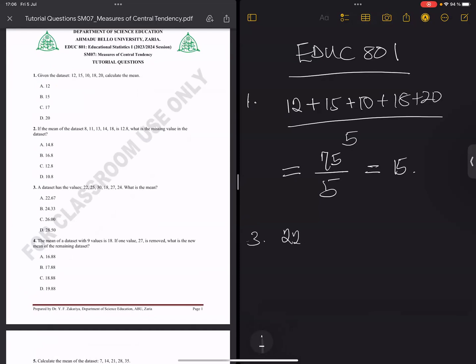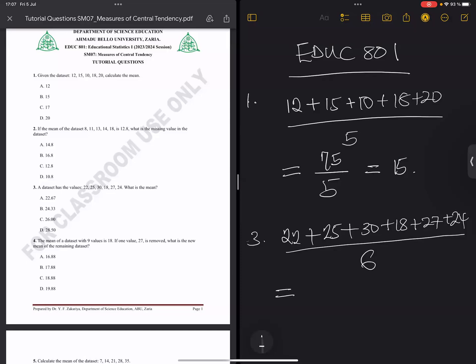So in this case, we have 22 plus 25 plus 30 plus 18 plus 27 plus 24, so 6 items, divided by 6. Please open your eyes very well, because some of these things I've not done before now, so you are just doing it together. Feel free to make some comments on something that goes wrong. So you find the sum. Has anybody done that? Let me also punch my calculator here. You have 22 plus 25 plus 30 plus 18 plus 27 plus 24.